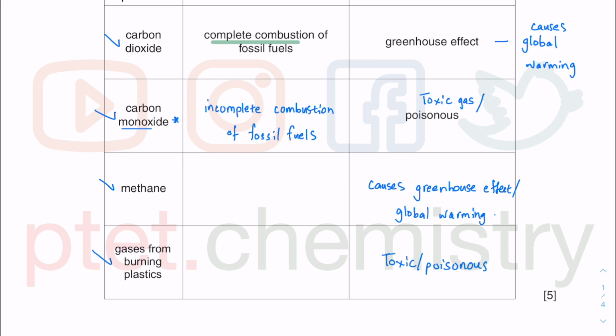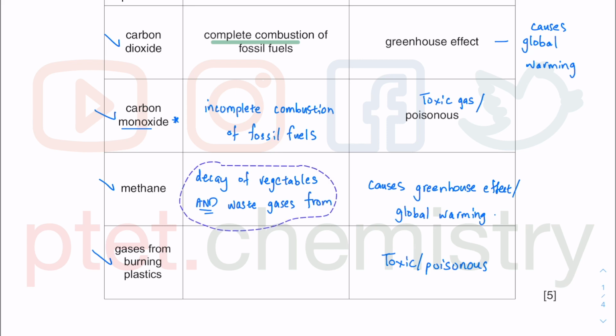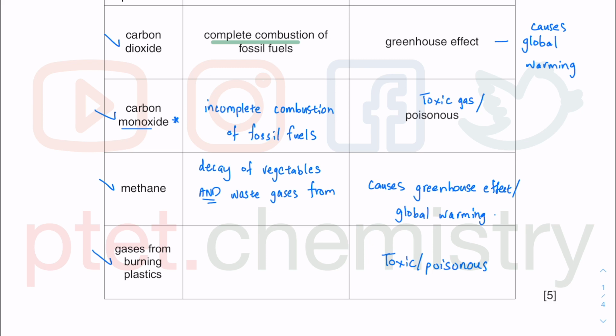Now, where does methane come from? We know from our previous lecture tutorials that methane comes from vegetable decay. So this is the decay or decomposition of vegetables. When we grow vegetables and they decay, they can release methane gas. But you also have the waste gases from livestock. So animals that you rear for their meat, like chicken, like beef, like cows, etc. So waste gases from digestion in animals.